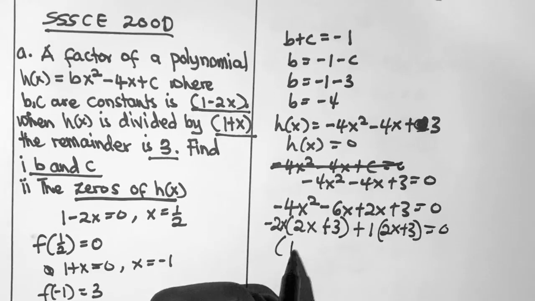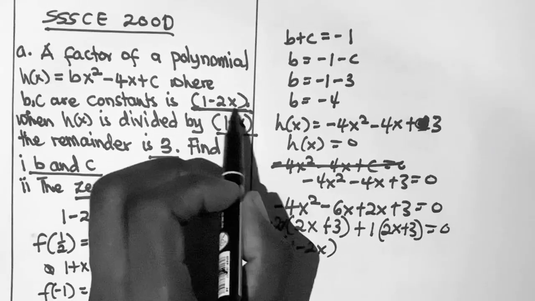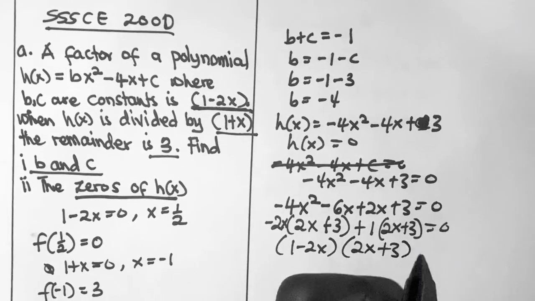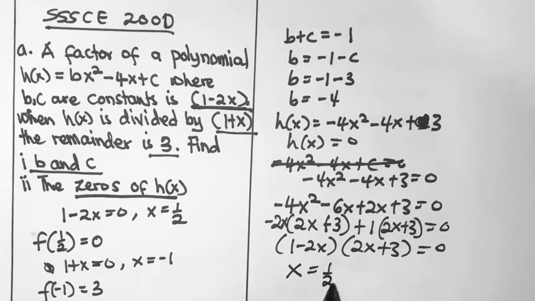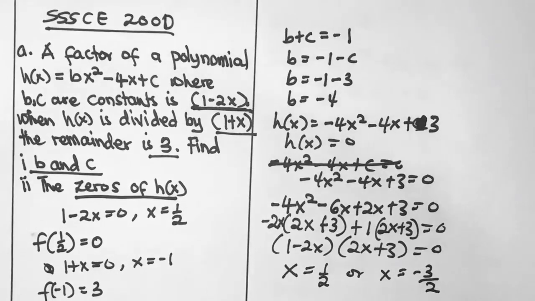So in one bracket, we have 1 minus 2x, because that was actually given to us in the question. Then in another bracket, we have 2x plus 3 equals 0. So the values of x are x equals 1 over 2 or x equals minus 3 over 2.